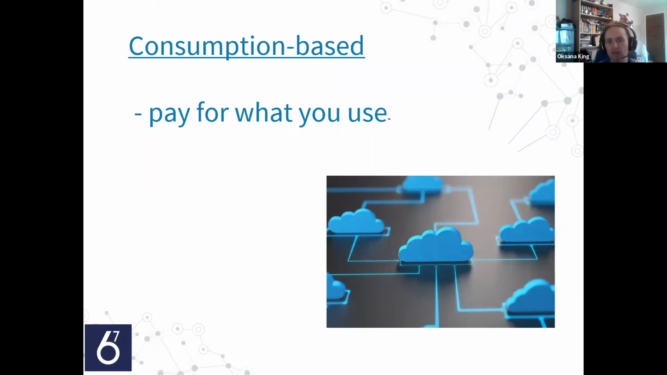Consumption-based. If you only have an instance running for a couple of hours and then shut it down, you only pay for the 2 hours that you were using it for, and that's it. And if you think of paying for electricity in your house, you pay only for what you use. You turn the lights off when you don't need them, and that helps to keep costs down.